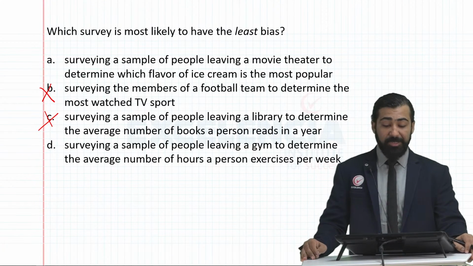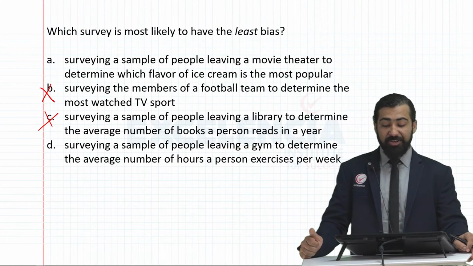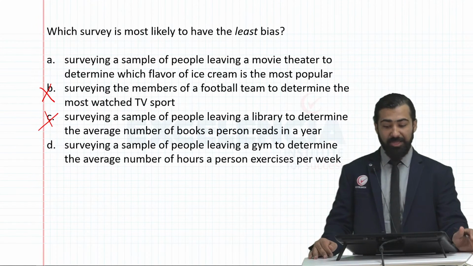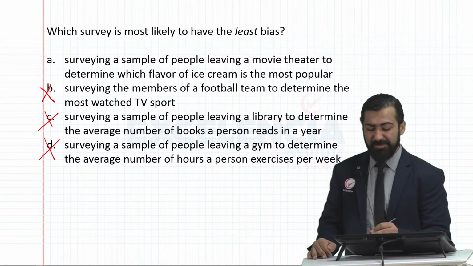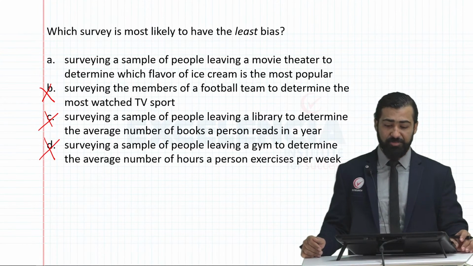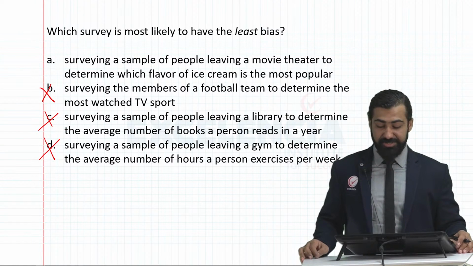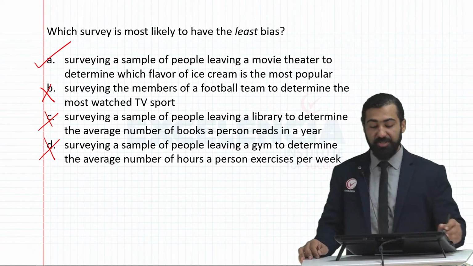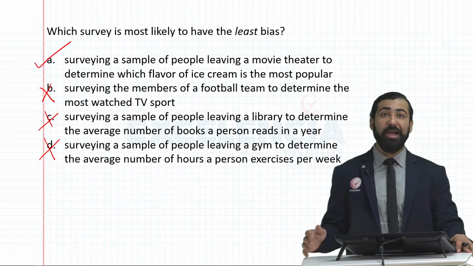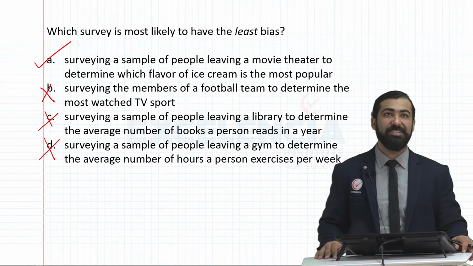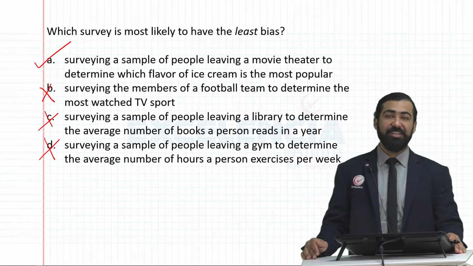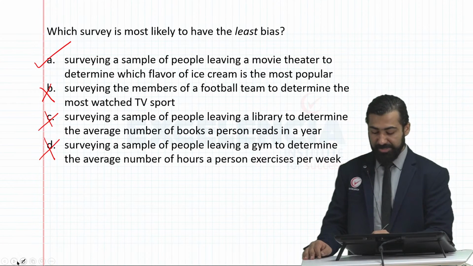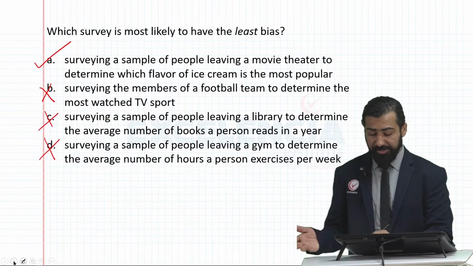Surveying a sample of people leaving a gym to determine the average number of hours a person exercises per week. Again, as we discussed, this is a biased population because obviously these people would be working out more than an ordinary average person. Out of all of this, only option A has no obvious bias. So yes, your answer is A: surveying a sample of people leaving a movie theater to determine which flavor of ice cream is the most popular. Let's look at another.